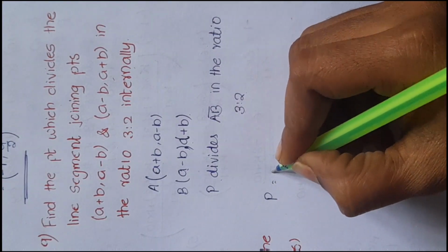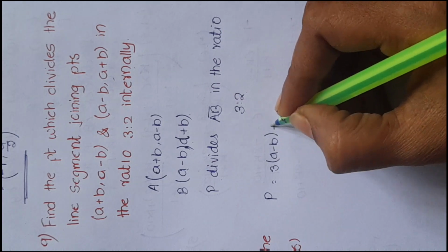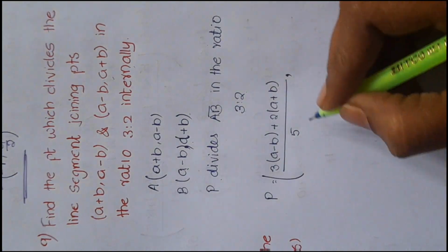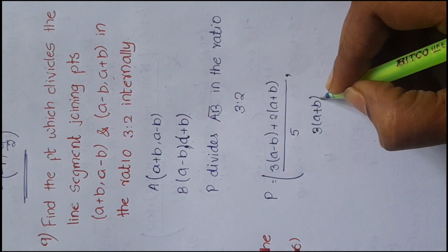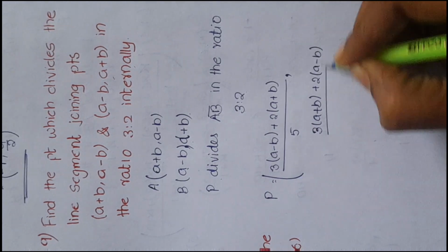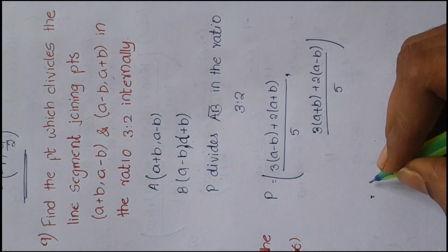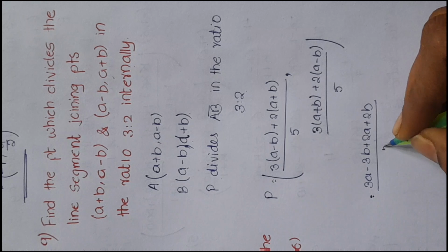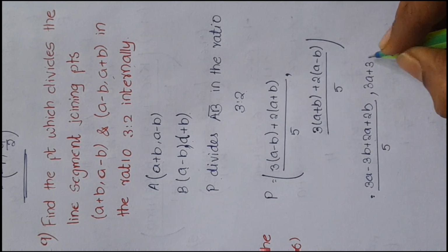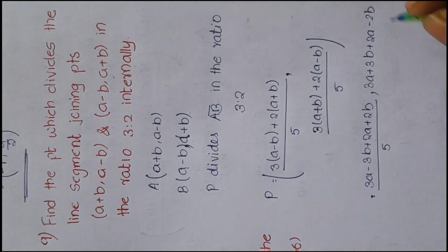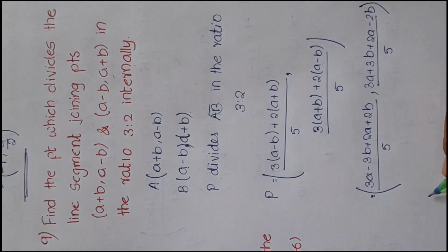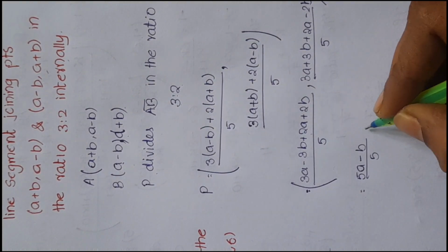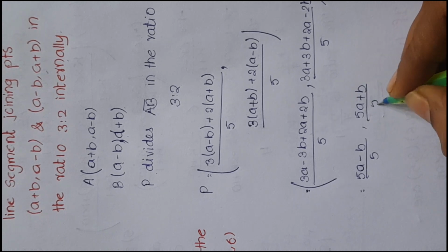Let us use the formula: 3 into (a-b) plus 2 into (a+b), by the denominator 3 plus 2, which is 5. And the y coordinate is 3 into (a+b) plus 2 into (a-b), by the denominator 5. Now let us solve this. (3a - 3b + 2a + 2b)/5, (3a + 3b + 2a - 2b)/5. After solving this, we get the point P as ((5a - b)/5, (5a + b)/5).